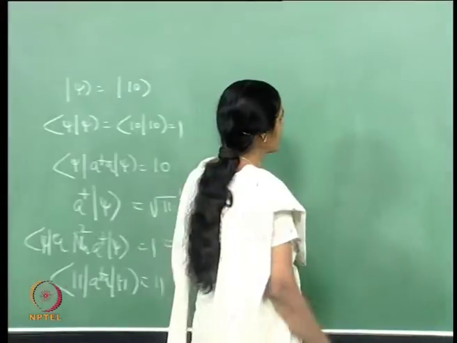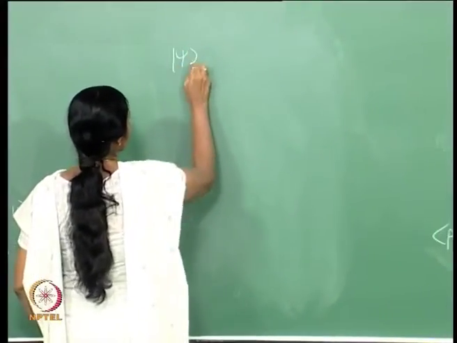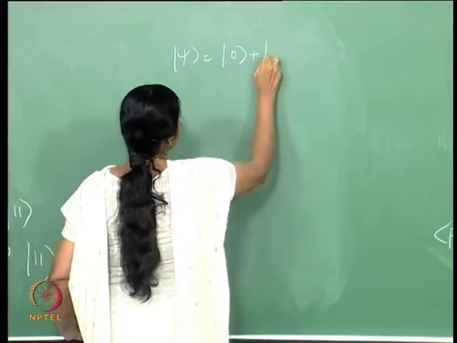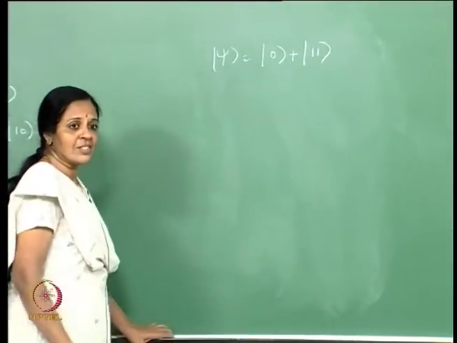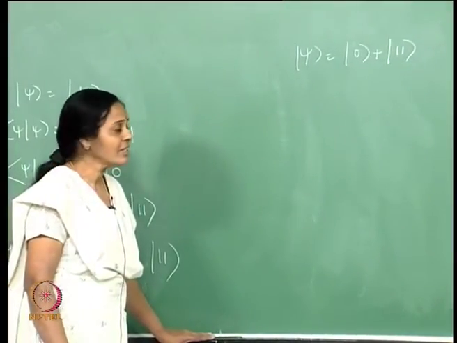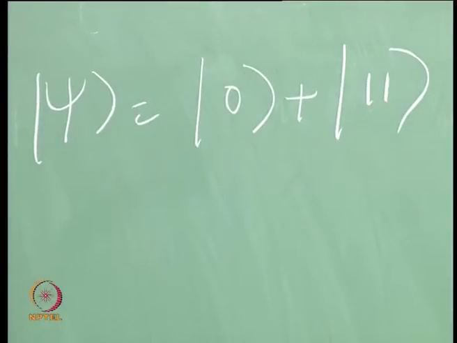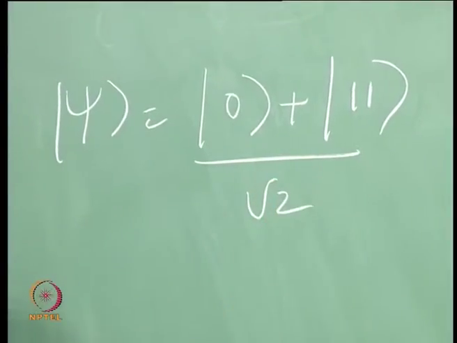Now, instead of this, let me consider the state psi, which is the 0 photon state plus the 11 photon state. It has to be normalized. So, let me consider this state.